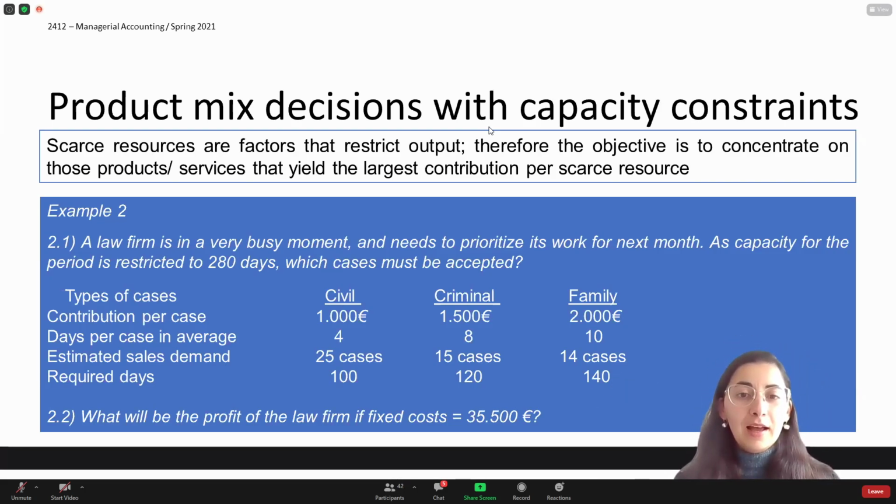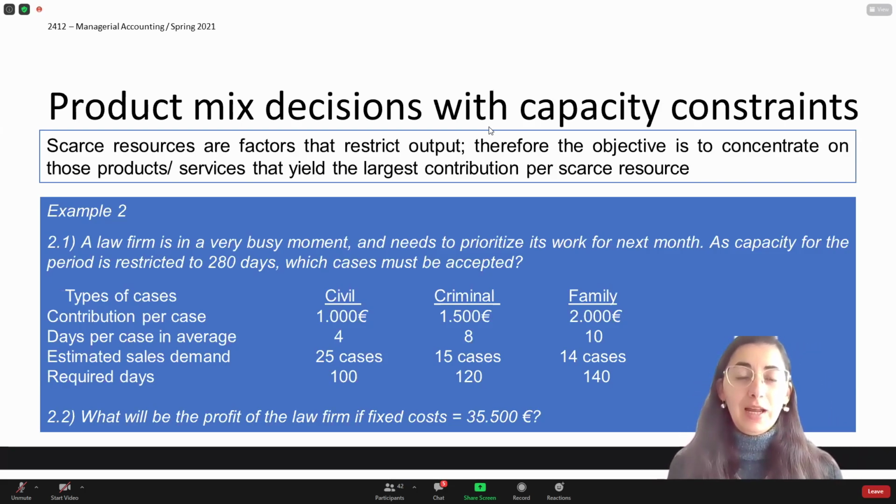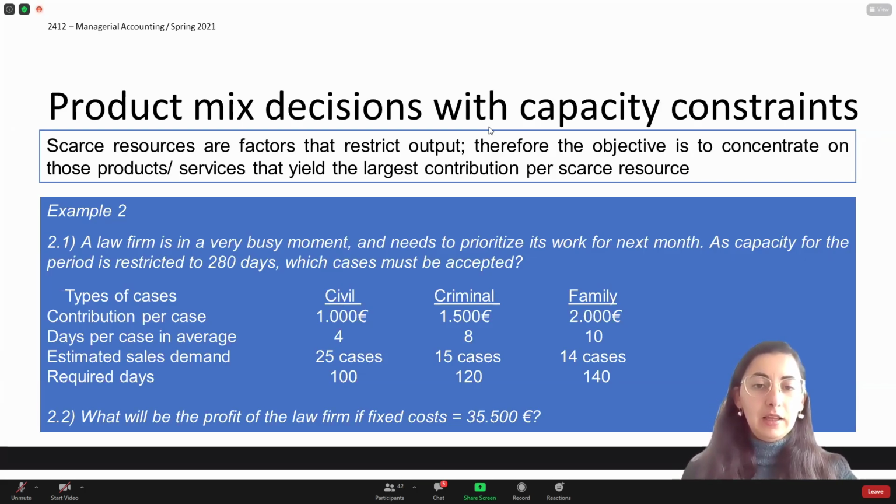So this again is a little bit tricky. We have to pay attention to this special part of what is relevant, because we have limited capacity. At first we would think, okay, family gives higher contribution, so we should go for family. But family takes 10 days, and for civil, it only takes 4 days.